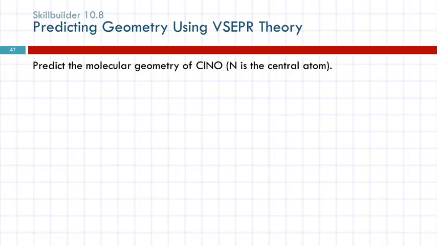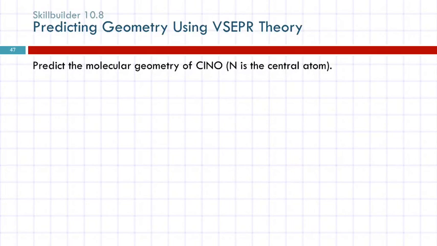Predict the molecular geometry of ClNO. By the way, some of you are making capital I's instead of lowercase l's. It's really important to get your capitalization correct on element symbols. Because for this molecule, if I wrote CINO, that would be a completely different molecule. That would be carbon, iodine, nitrogen, and oxygen. But this is chlorine, nitrogen, and oxygen. So we have to be careful there.